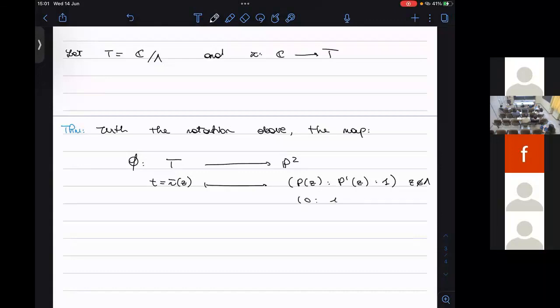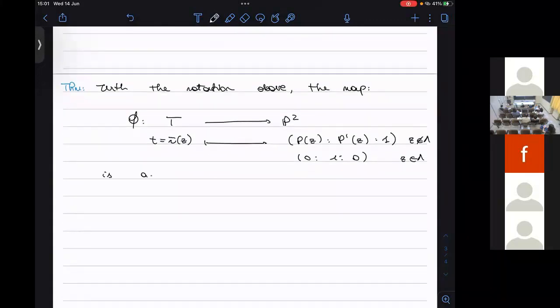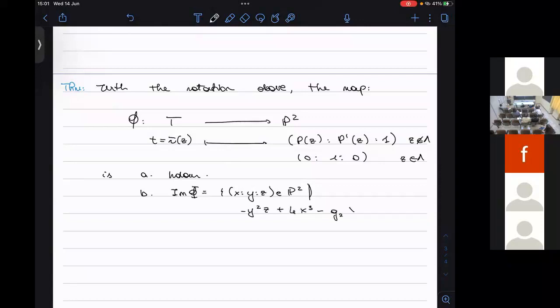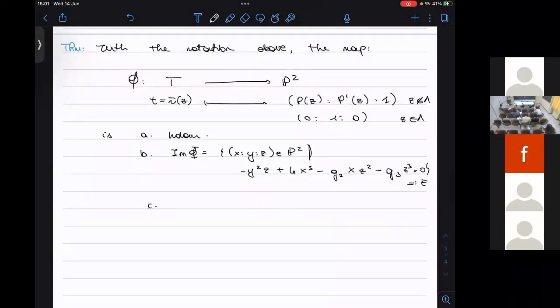Otherwise, we send to that point if that belongs to lambda. And this map is holomorphic. The image of this map is this cubic equation, so it is this elliptic curve in P2. So they are the points in P2 that satisfy this cubic equation. So by definition, this is an elliptic curve. I will denote this set by E, and it is injective.